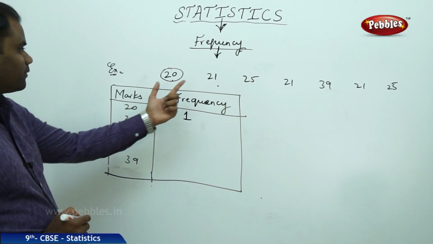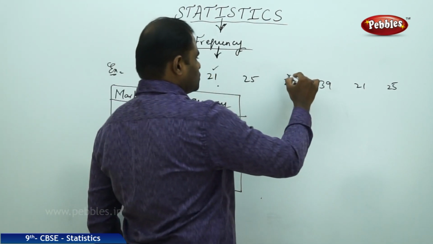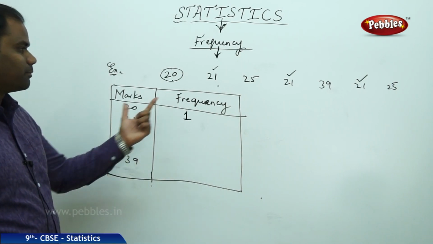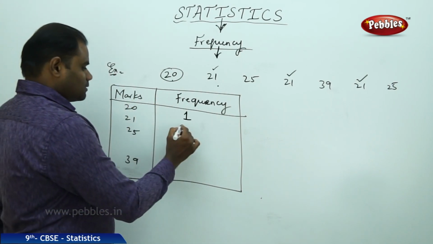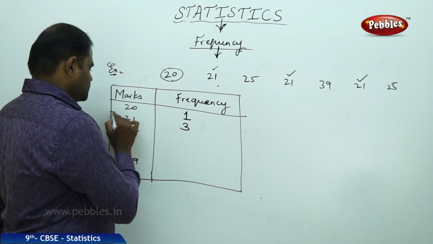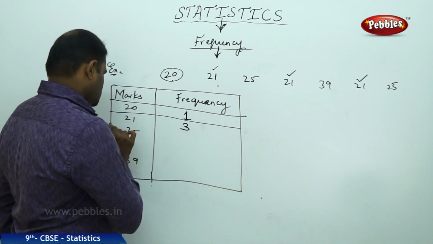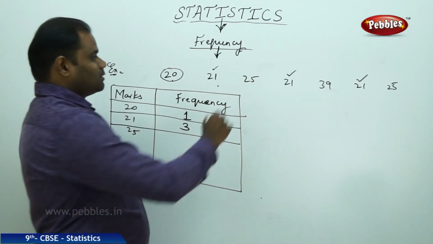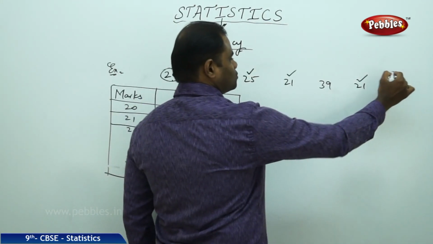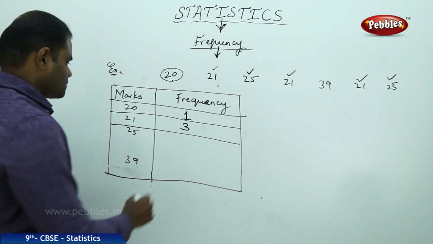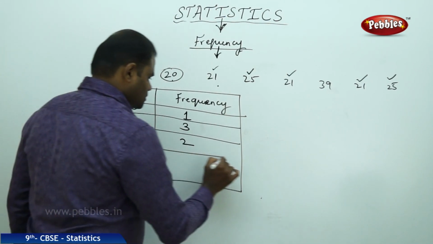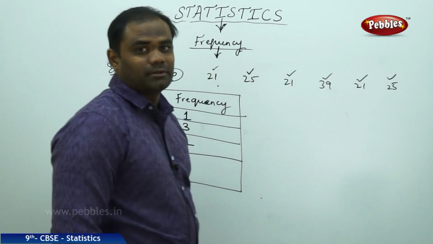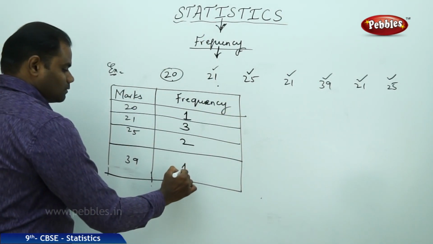Similarly, 21 repeats once, twice, and thrice. That means the mark 21 repeats 3 times, and hence the frequency of 21 is 3. This is how I understand this. Next comes 25. The frequency of 25 is 2 because it repeats twice. And similarly, 39 repeats only once. It doesn't repeat, so the frequency is 1.